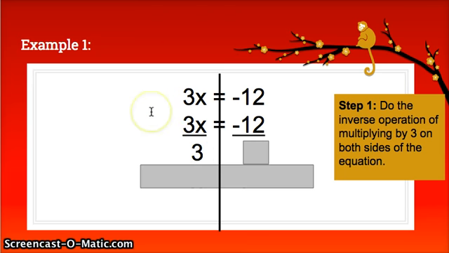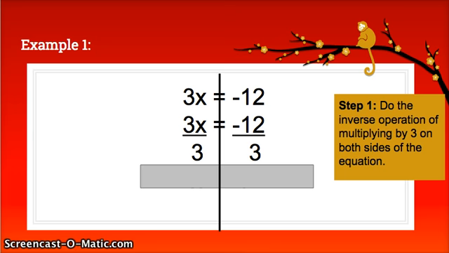And then remember, what I do to one side of the equation, I must do to the other. So on the right-hand side, instead of saying negative 12 divided by 3, I write it as negative 12 over 3, but it means the same thing. Then I divide. 3 divided by 3 is 1, which is what I wanted. I wanted x by itself.